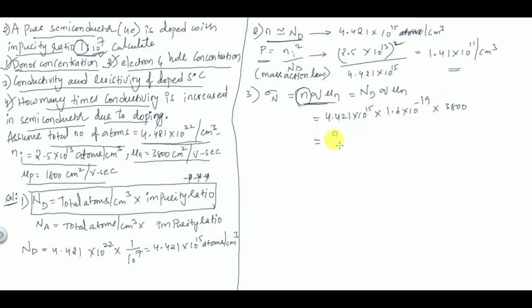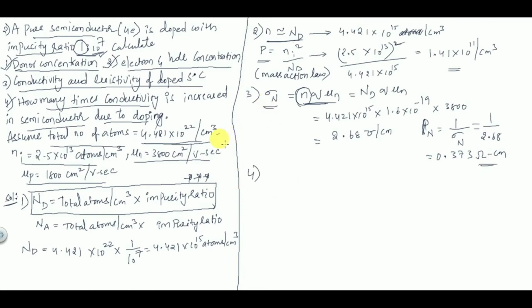3800, and if you solve, you'll get 2.68 mho per centimeter. Okay, and if you want to calculate the resistivity, rho n is equal to 1 by sigma n. So this is 1 by 2.68. So if you solve, you will get 0.373 ohm centimeter. Okay, so this is how we can find the conductivity.